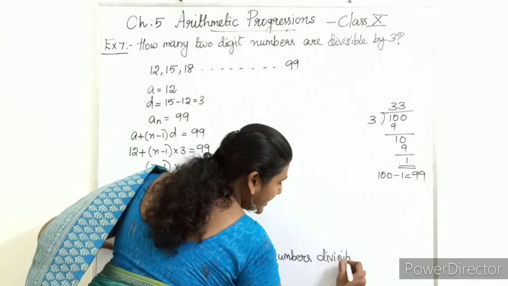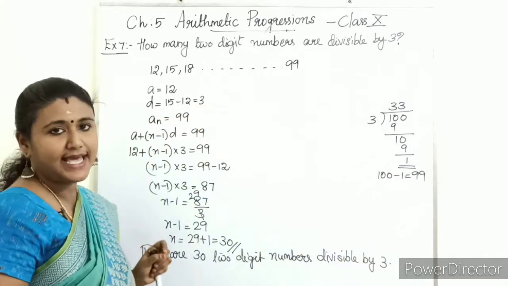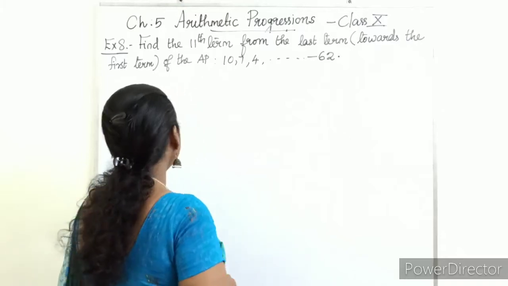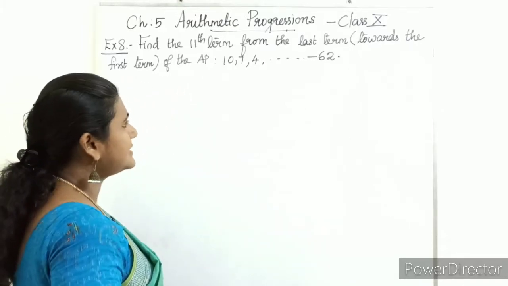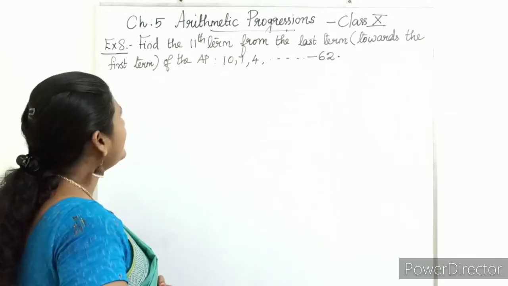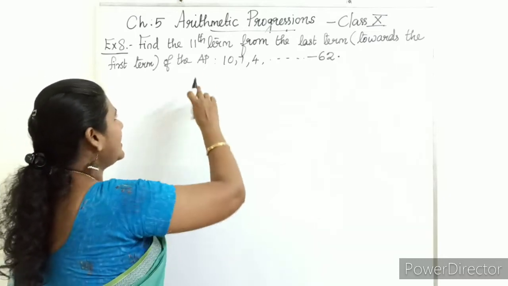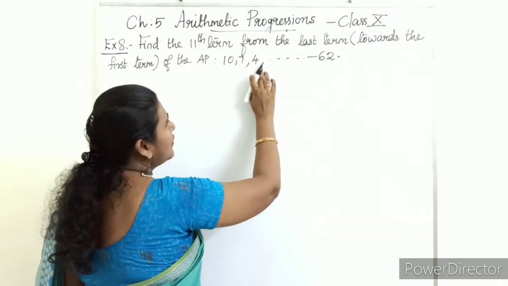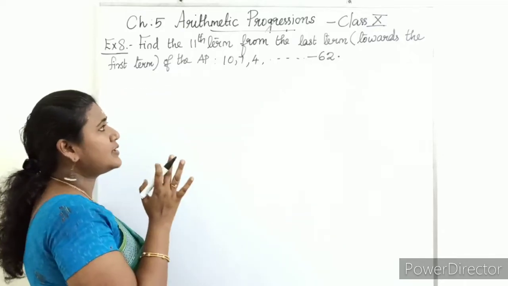Divisible by 3. Okay, so this is how you have to do. Now we will see the next example. Example 18. Find the 11th term from the last term towards the first term of the AP 10, 7, 4, etc., minus 62. So here you have to understand the question clearly.